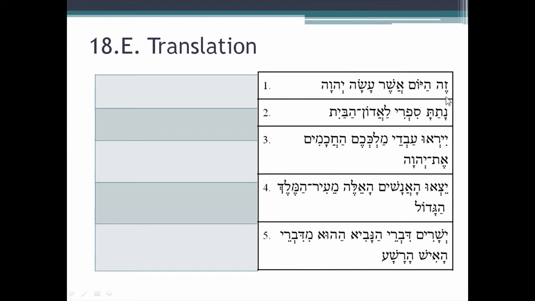Ze is all by itself. It does not have a definite article. So this wouldn't be this day, it would be this is the day, and then asher, that or which the Lord has made. Our verb form, of course, is qal perfect, third masculine singular. There's just no prefix here.